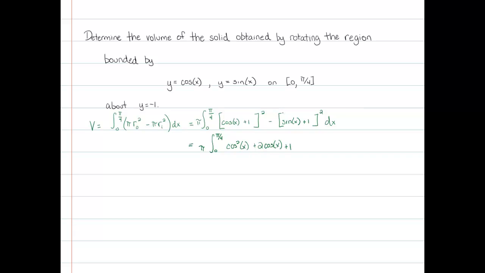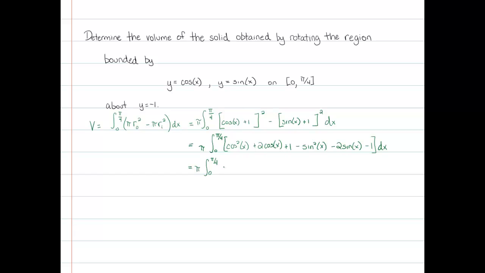Cosine squared plus 2 cosine, even though you should be able to quickly see where it's going here, plus 1. Next one will be sine squared plus 2 sine plus 1, but there are minus signs in front of that, so minus sine squared minus 2 sine, and then minus 1. And again, dx. I like a bracket around that entire thing. I'm going to group things up, and notice the ones cancel. That's kind of nice. So we have this pi evaluated from 0 to pi over 4.